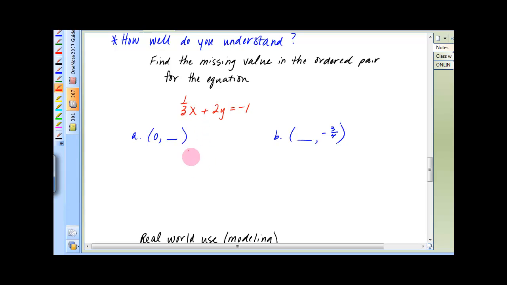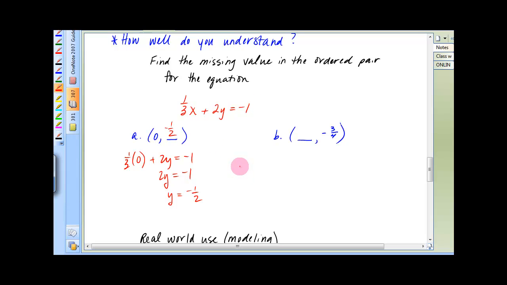Very simple. I love zeros, so I'm just going to plug in 0 for x. So I get 1/3 times 0 plus 2y is equal to -1. The 0 times 1/3 just gets rid of that term. So 2y is equal to -1, and y would be equal to -1/2. So what I just found was that 0 and -1/2 are the ordered pair solution for that.